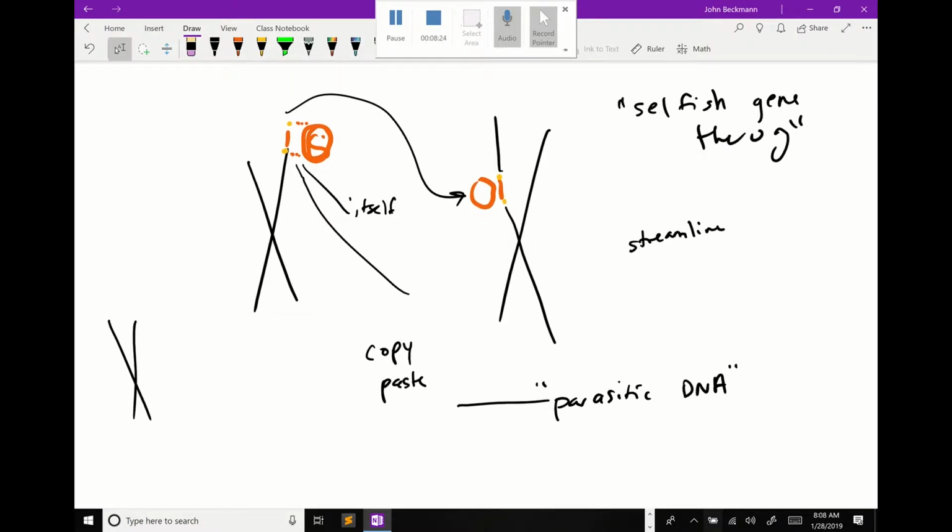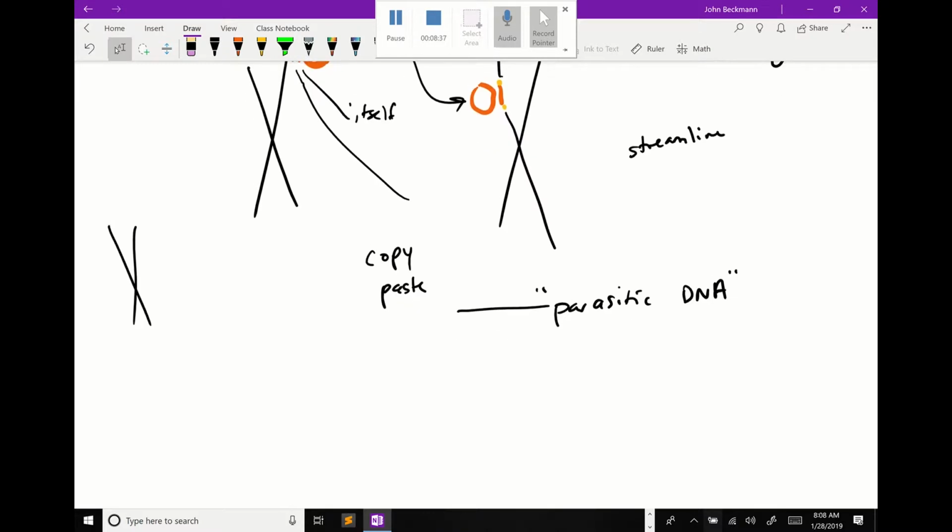And the answer is that they're two separate things that are competing with each other. The transposon cares about itself, and it doesn't necessarily care about the organism. It just wants to replicate its own DNA. And sometimes that is at the cost of the organism.